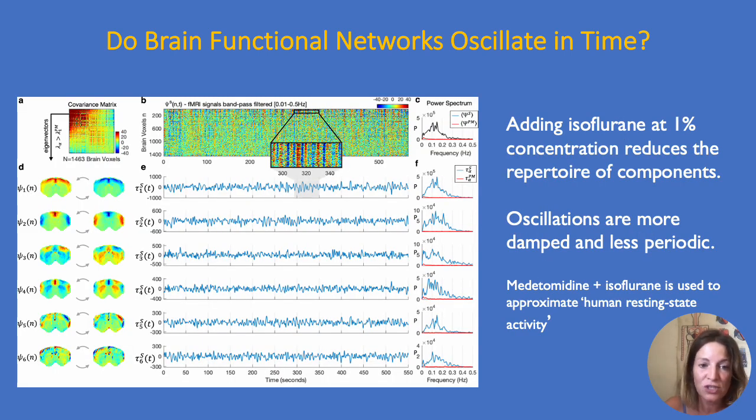What we show here is that when we add isoflurane, it reduces the number of components detected. Before we had 10, here only 6 passed the postmortem threshold. We find that oscillations are more damped and less periodic. Medetomidine and isoflurane is known to approximate human resting state activity. So these oscillations are less clear, but they are still there, and the modes are still phenomenologically similar to what we observed in medetomidine.